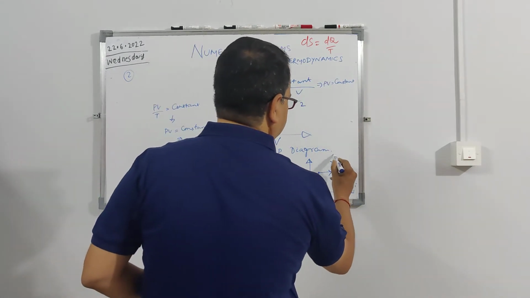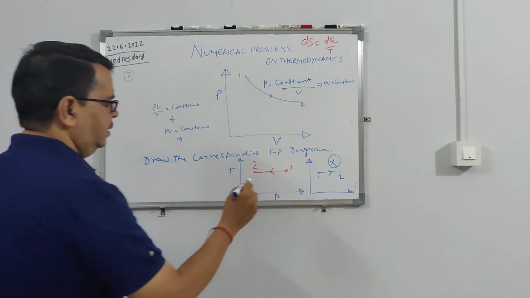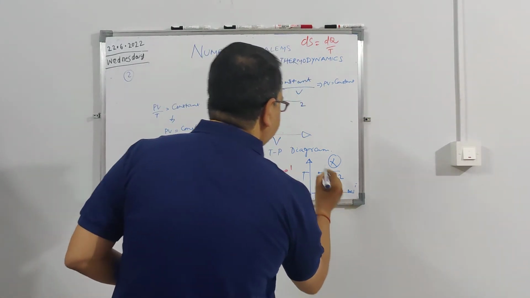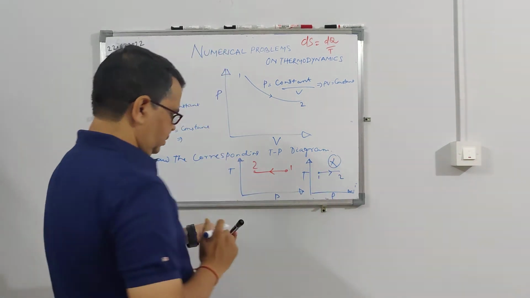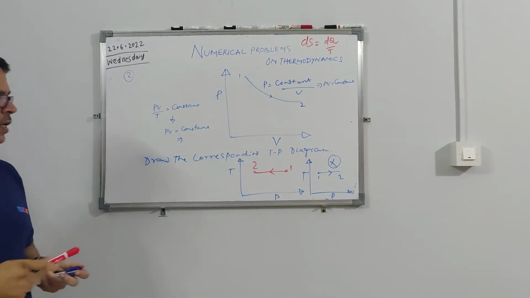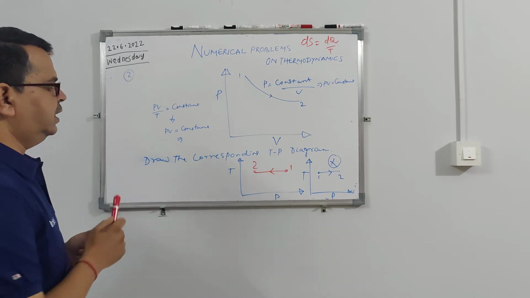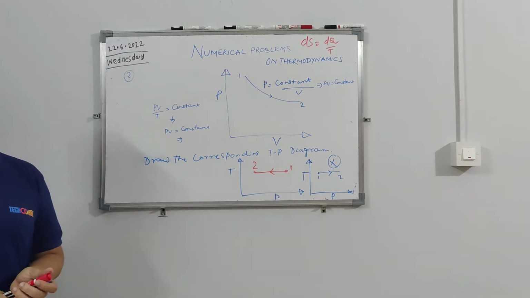But this is not correct, because here the pressure is increasing, but actually your pressure is decreasing. So you have to be very careful and you have to ignore that one. So when there are two choices, there is a scope of one getting confused.